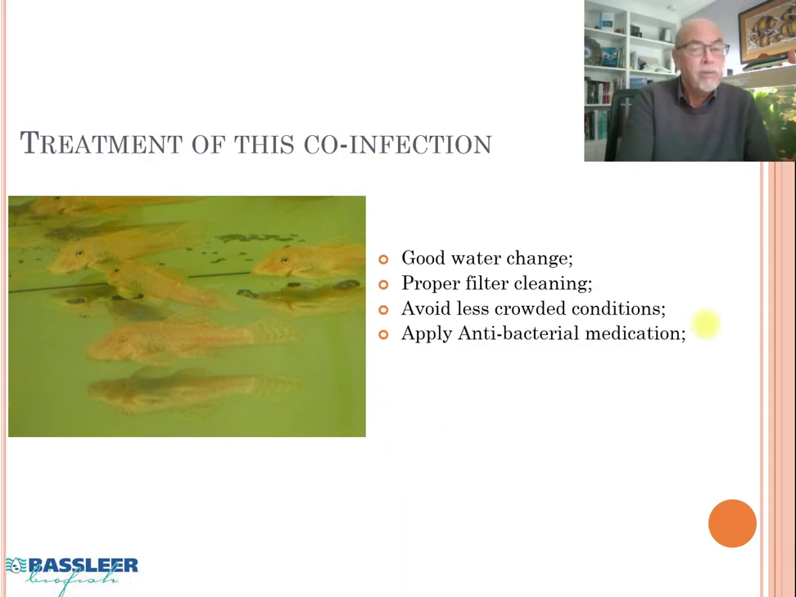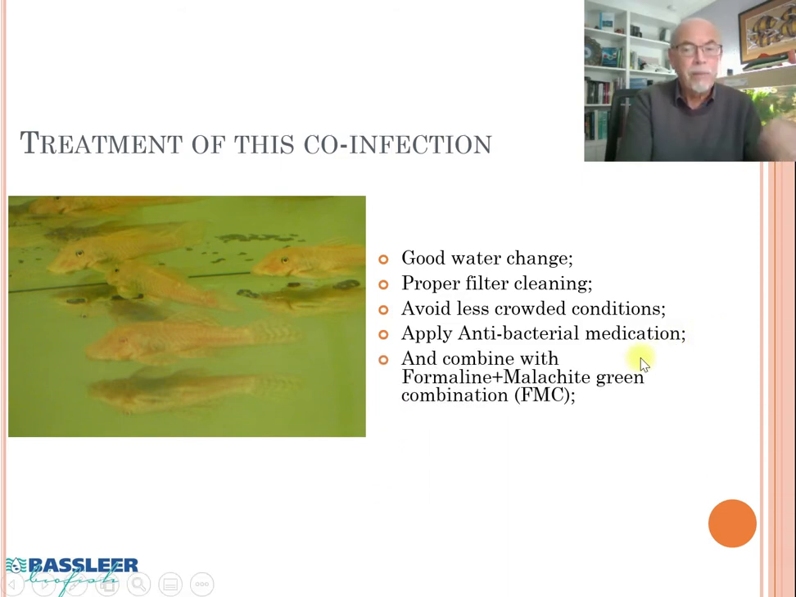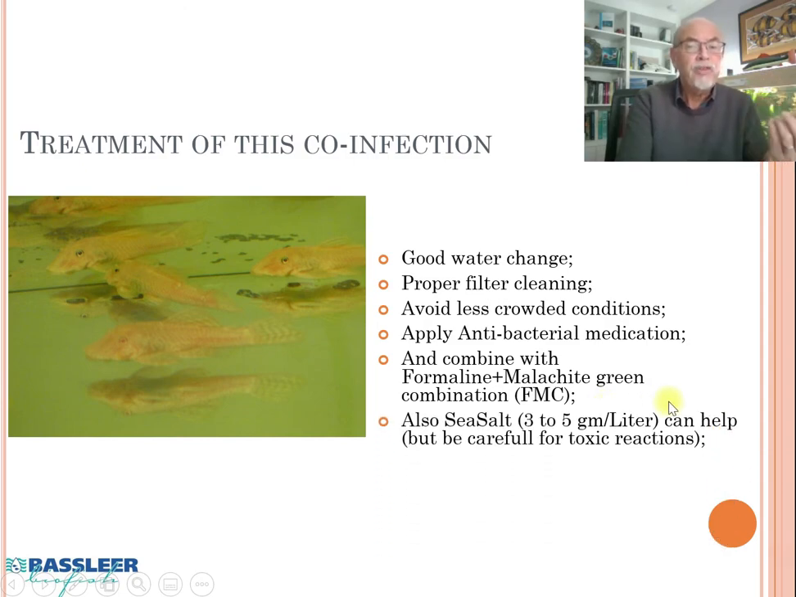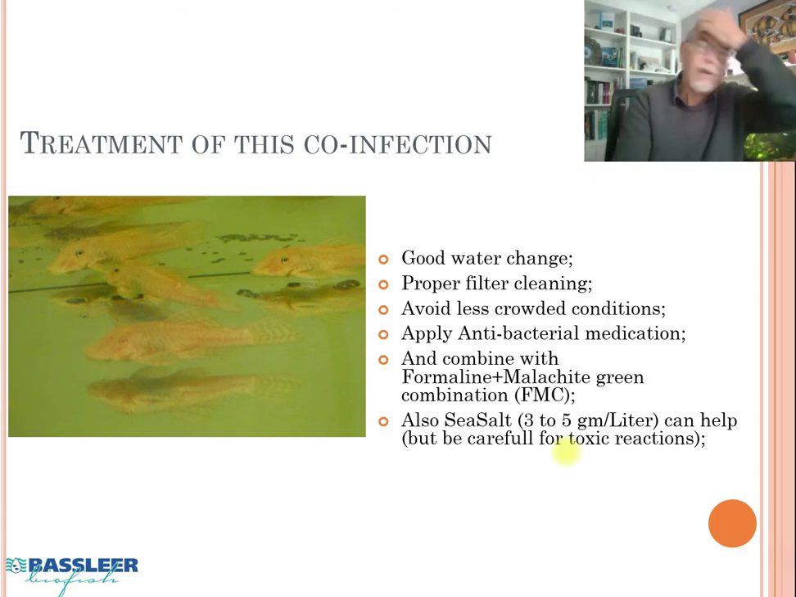Apply an antibacterial medication because we've seen the bacteria, we've seen the fin rot. And apply a formalin malachite green combination, or FMC, that I explain in my books. That is the combination you can treat the parasite with. Also sea salt might help, 3 to 5 grams per liter. But you have to be careful, some fish, like the Ancistrus, can have toxic reactions when dealing with salt and formaldehyde, malachite green and antibiotics.